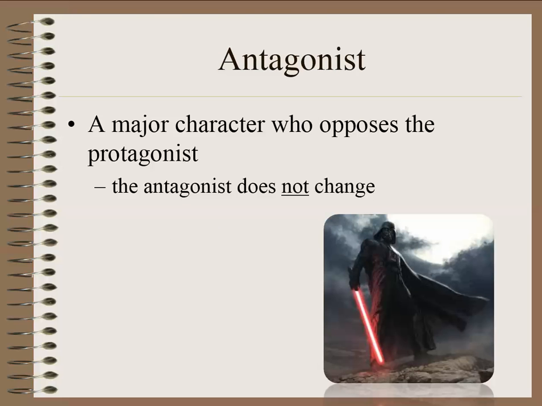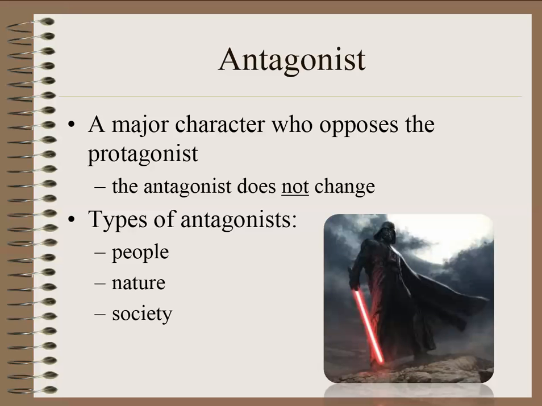Antagonist is the major character who opposes the protagonist. Typically, the antagonist does not change, although that's not always the case. The antagonist does not have to be a bad guy or bad girl. They can be just the character who's opposing the protagonist. There's different types of antagonists: people, nature, society.